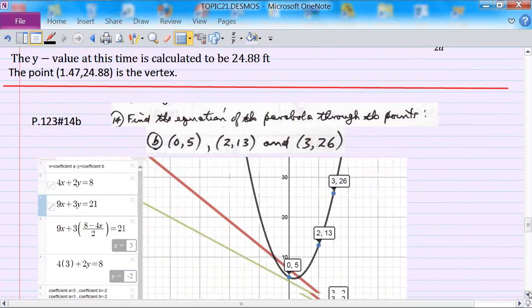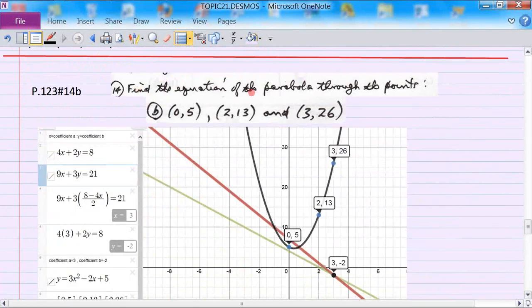Now, here in problem page 123, 14b, we're given that a parabola goes through 3 points, and we need the quadratic equation corresponding to this parabola. So we have 0, 5; 2, 13; and 3, 26. Now the key thing is to get right away on this point here. Since x is 0, this must be c, because y is always equal to c when x is 0. So we know c automatically. That's the most important thing.